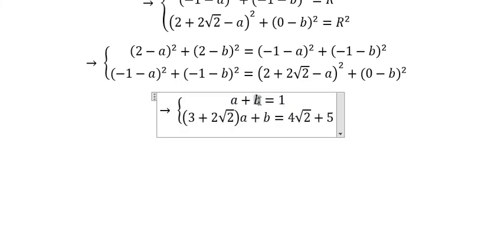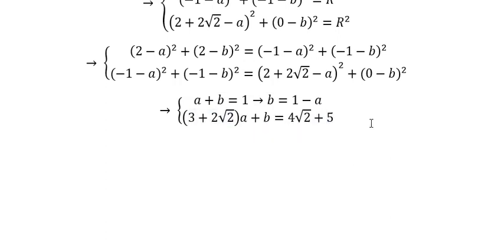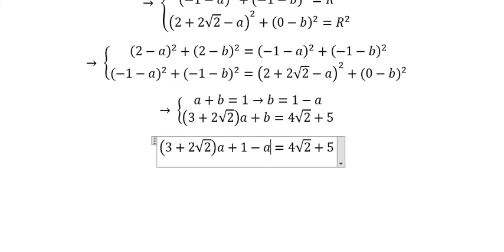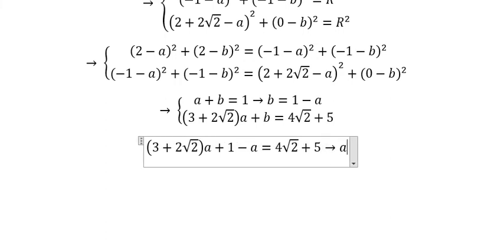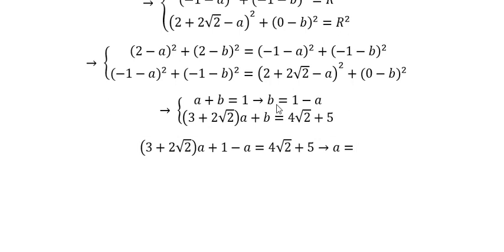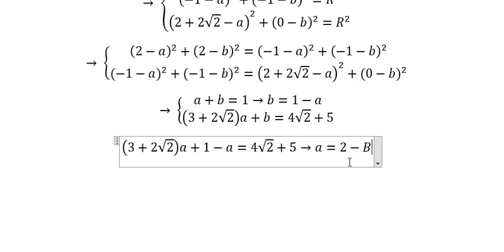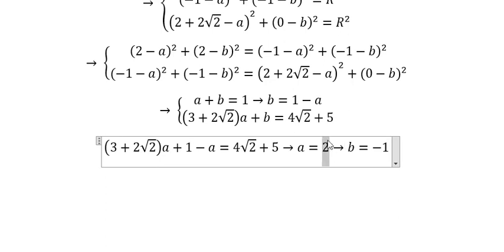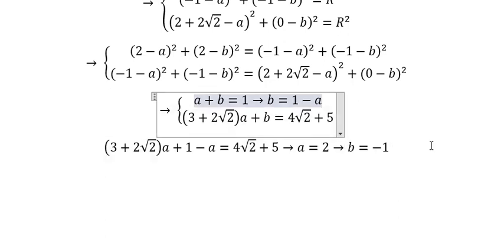So in this one, I will put b in here, and a in here, and we have 1 minus 8. So if we have 1 minus 8, we put this one, and we can find the value of a. And this one, we have a equals to number 2. So b equals to negative number 1. We put number 2 in here, and we have negative number 1.